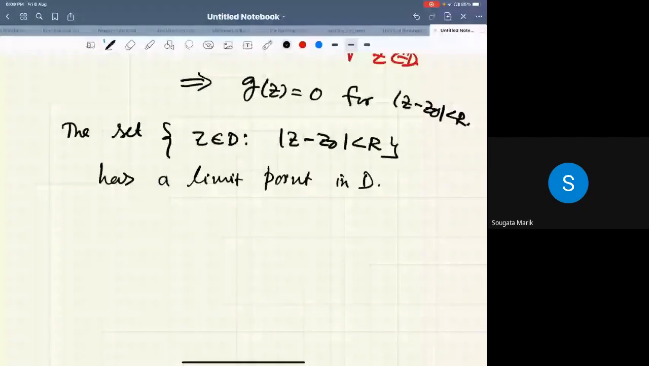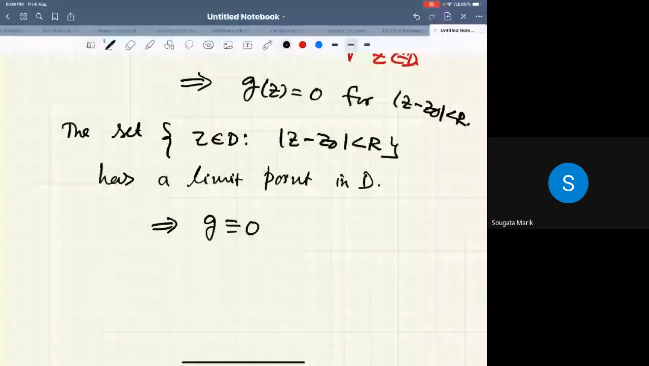So, by the equivalent conditions which we proved, this implies g is identically equal to 0. So we proved that the set of all z belonging to D has a limit point in that domain. One more nice problem in this regard is, let me write the problem.